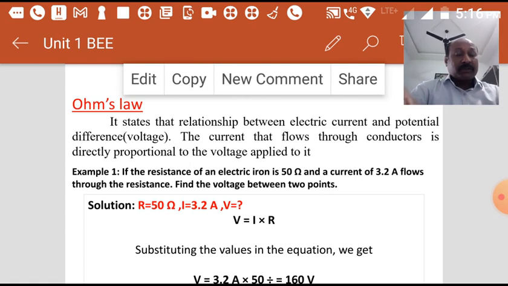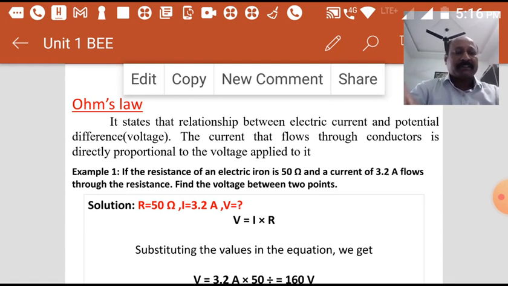So what is the solution? First of all, we have to collect whatever data is given. What is given? The electric iron, which is having the resistance of 50 ohm, means R equals 50. Current flowing through the electric iron is 3.2 ampere, means I equals 3.2. What is our aim? Our aim is to find out the voltage between the 2 points. So our aim is to calculate the V.